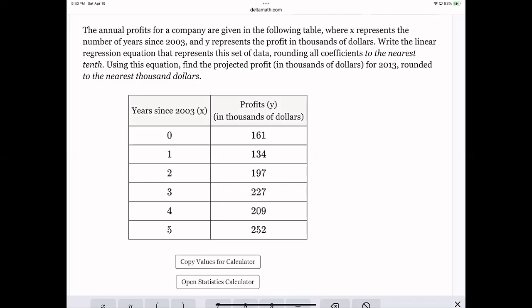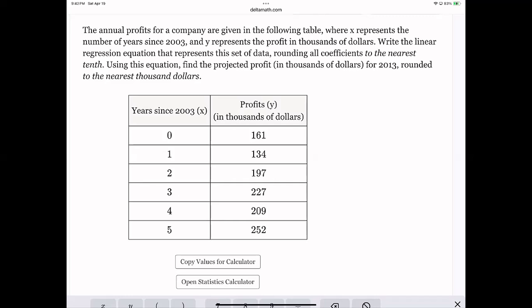So let me read it and then let's go. It says the annual profits for a company are given in the following table, where X represents the number of years since 2003 and Y represents the profit in thousands of dollars. So it says write the linear regression equation that represents this set of data, rounding all of the coefficients to the nearest tenth. Now, once you have this equation, use it and find the projected profit, which is the Y value for the year 2013. And they want us to round that to the nearest thousands of dollars.